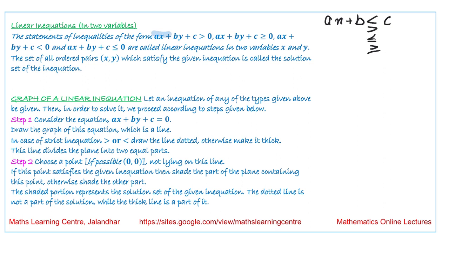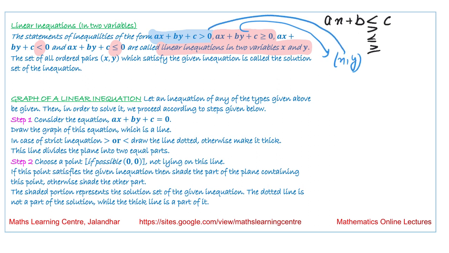They are of the form ax plus by plus c greater than 0, ax plus by plus c greater than or equal to 0, or this sign may be less than or less than or equal to 0. So these are linear inequations in two variables x and y. The set of values of x and y, the pair (x, y) which satisfies these inequations, is called the solution set of these inequations.